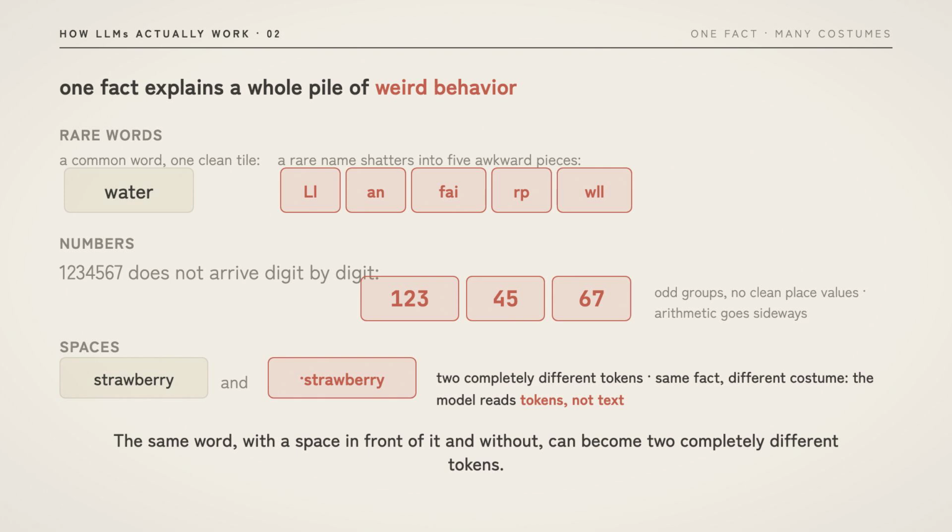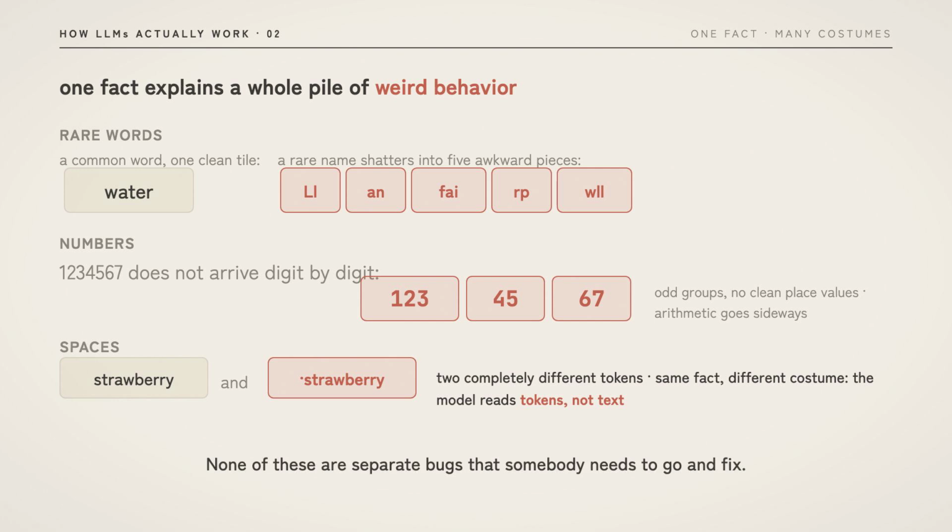The same word with a space in front of it and without can become 2 completely different tokens. To the model, strawberry at the start of a line and strawberry after a space aren't the same thing. None of these are separate bugs that somebody needs to go and fix. They are all the same single fact wearing different costumes. The model reads tokens, not text.